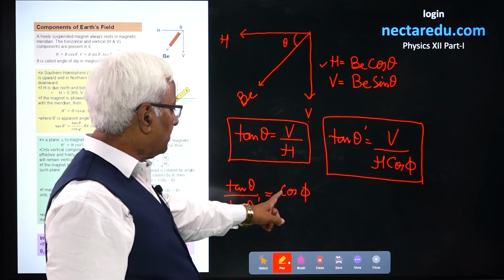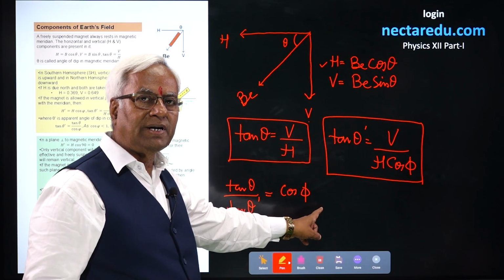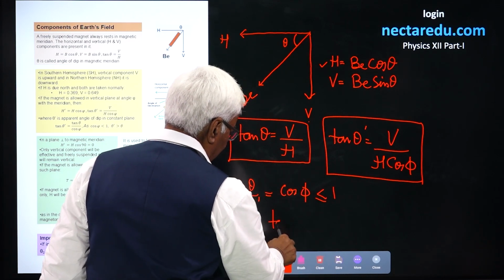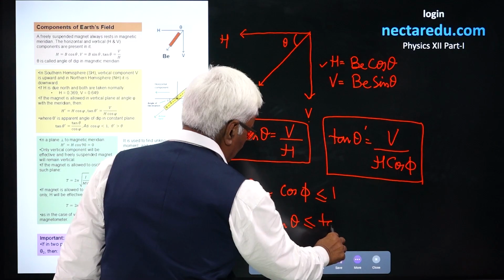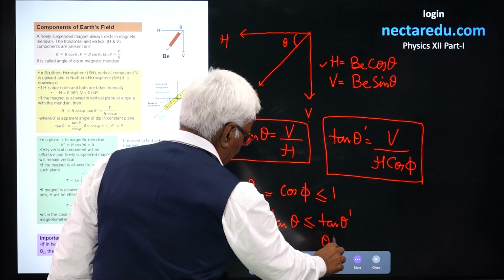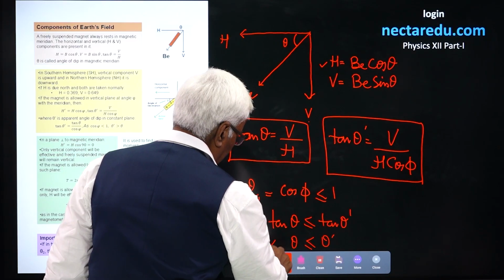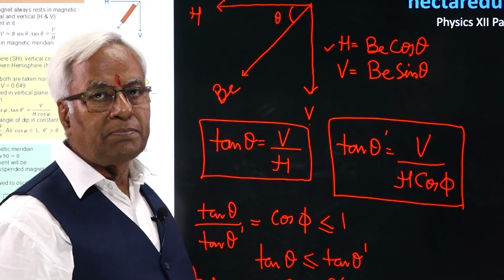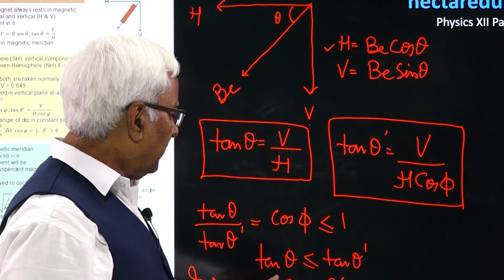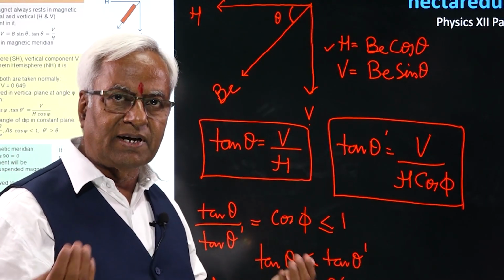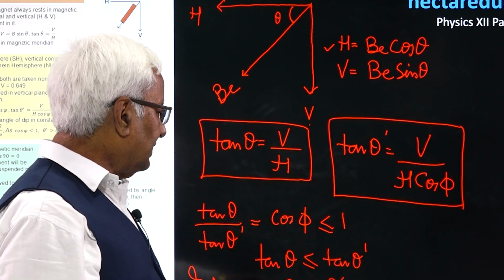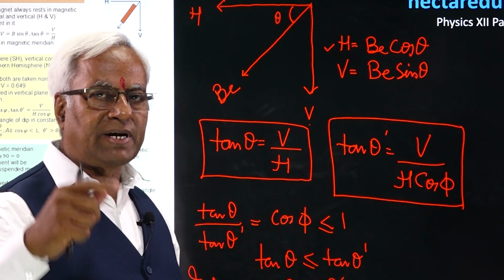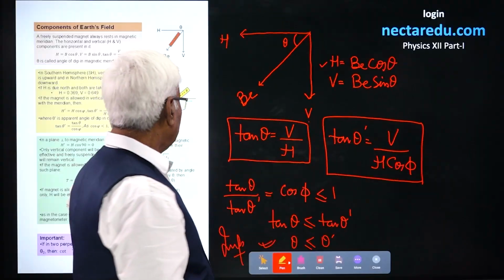You see, cos phi is never going to be greater than 1. It is bound to be less than or equal to 1. When this is less than or equal to 1, obviously tan theta will be less than or equal to tan theta dash. This is one very important result. The actual angle of dip is always in the magnetic meridian, and whenever you choose for experiment some other vertical plane different from the magnetic meridian, the virtual angle of dip is always going to be greater than the actual angle of dip that is measured in the magnetic meridian.